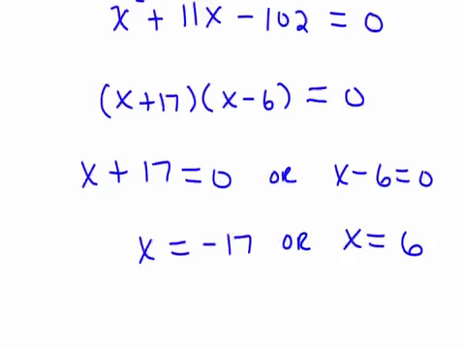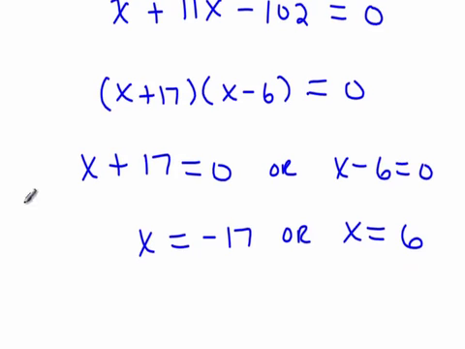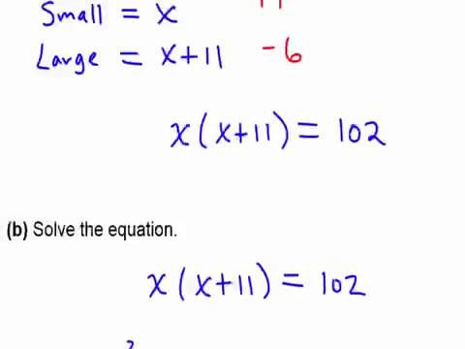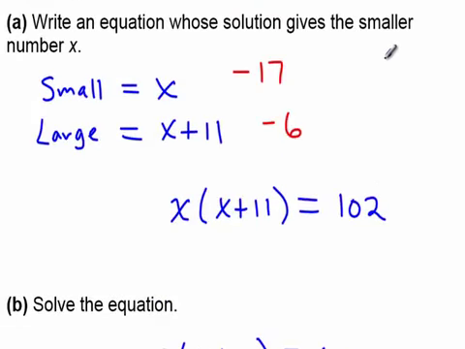Another possible solution is to let x be equal to 6. So if x is our smaller number and we let x be 6, then 6 plus 11 would be equal to positive 17. So both negative 17 and negative 6 have a product of 102, and so do positive 6 and positive 17.